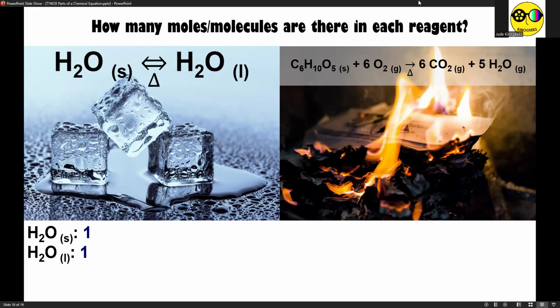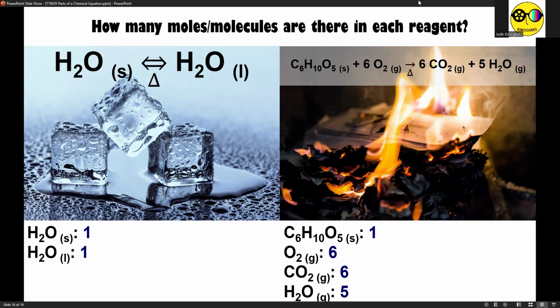But when it comes to burning of paper, you have 1 mole of solid C6H10O5, 6 moles of gaseous oxygen, 6 moles of gaseous carbon dioxide, CO2, and 5 moles of water vapor or gaseous water, H2O.